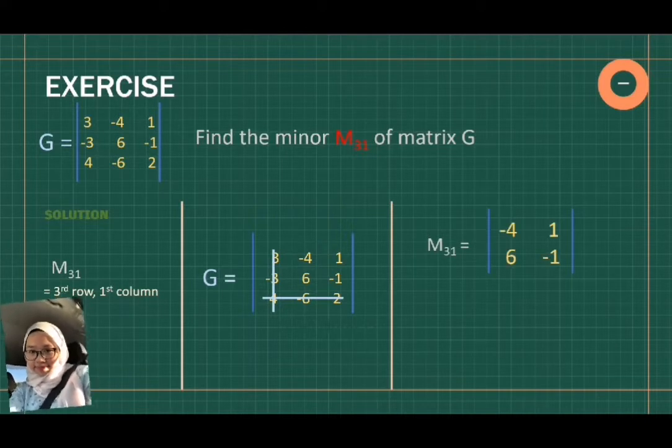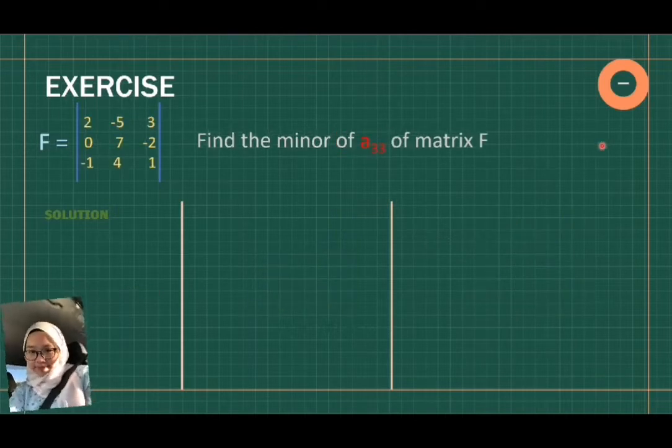Now, you are left with four numbers, that is -4, 6, 1 and -1. Do cross multiplication in the matrix. So -4 times -1 minus 6 times 1 will equal -2, and that will be your minor. This is the second example.